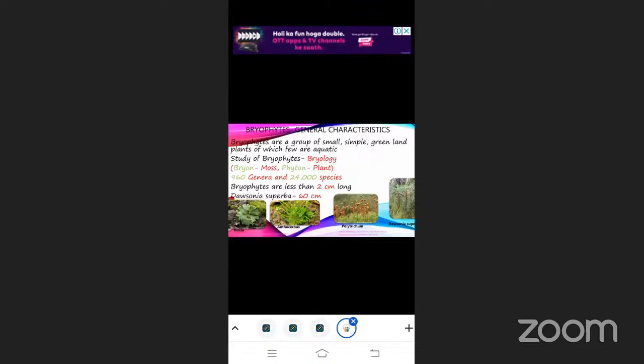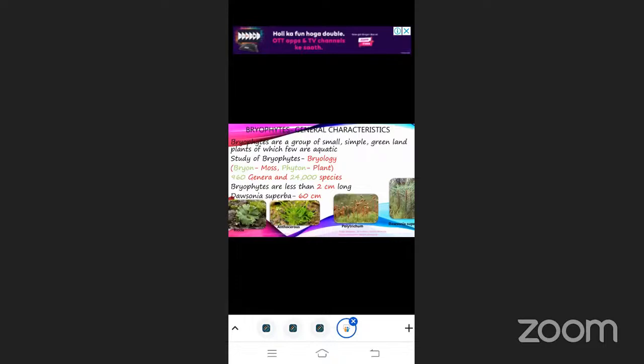Clear? Could you explain it once again, please? So the gametophyte is the independent plant. But the sporophyte depends on the gametophyte for food material, shelter and whatever else. For the development of the sporophyte, it depends on the gametophyte only. They are not individual; they are completely attached to the gametophyte.